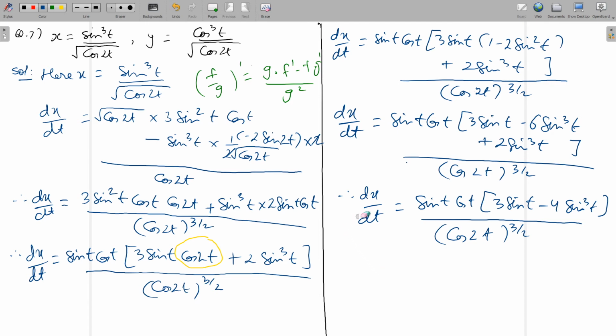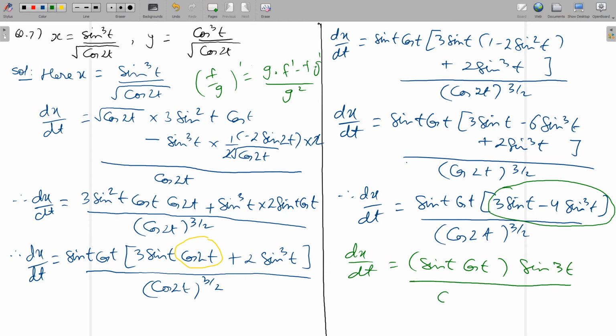Now next step, we can simplify this also. We know that 3 sin x minus 4 sin cube x is equal to sin 3x, so we can rewrite this as dx by dt equal to sin t into cos t multiplied by sin 3t, and the whole divided by cos 2t raised to 3 by 2. So this is what will be our dx by dt.